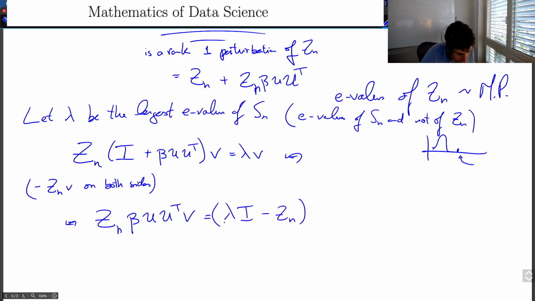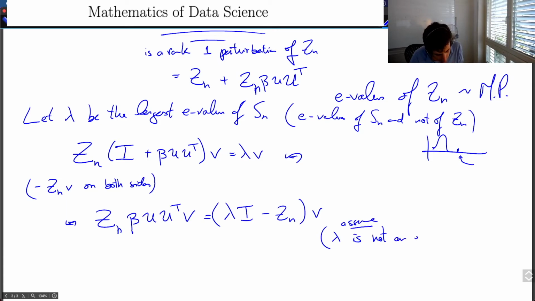For those of you that have seen some random matrix theory, you might recognize things like the resolvent and Stieltjes transforms. This is one way of trying to make this rigorous, but it's outside the scope of this course, so I'm not going to go into that here. Now again, let's assume that lambda is not an eigenvalue of Zn, and again, this can be made precise.